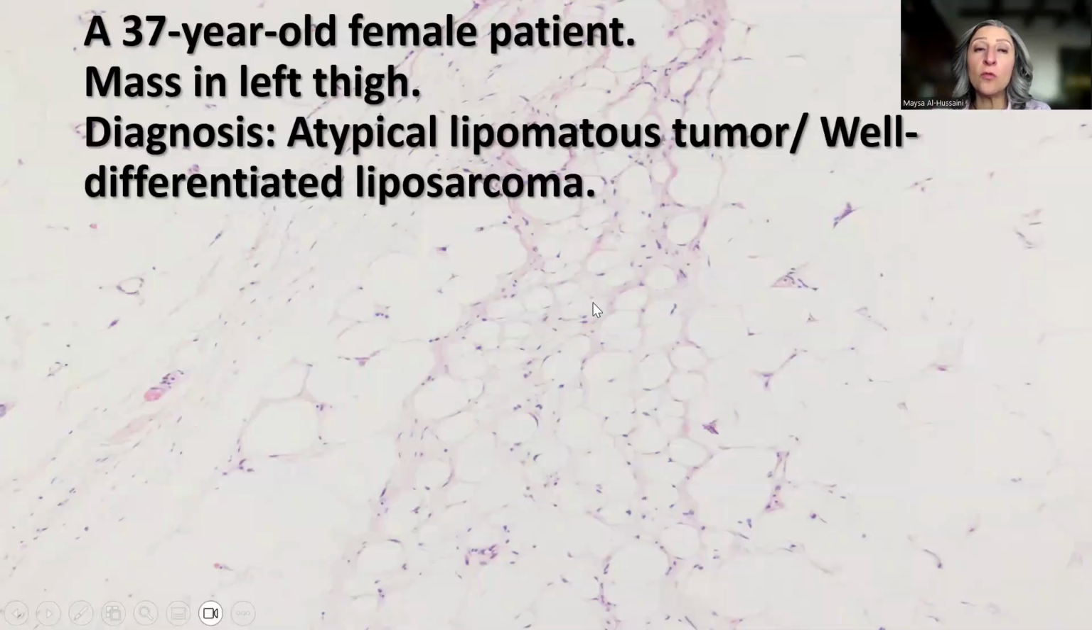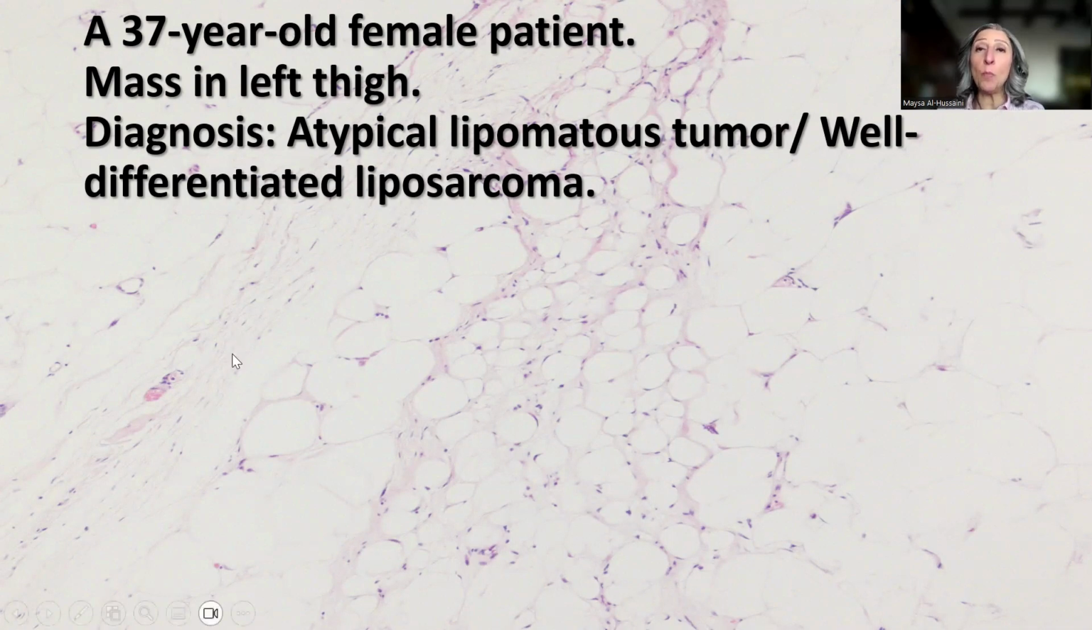So the final diagnosis in this case is atypical lipomatous tumor, or sometimes known as well-differentiated liposarcoma, depending on the origin of the tumor. If this is in the soft tissue, most frequently occurring in extremities in the thigh, as in our example, we tend to call it atypical lipomatous tumor. Whereas if the same tumor occurs in the retroperitoneum, we tend to call it well-differentiated liposarcoma.